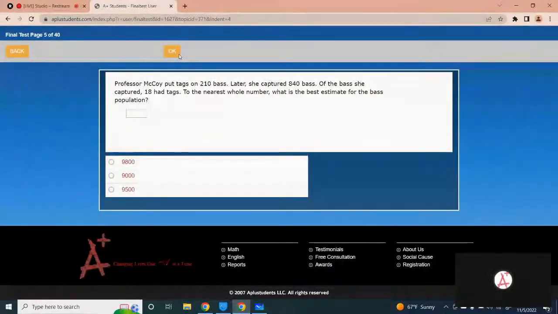Okay, Professor McCoy put tags on 212 bass. Later, she captured 840 bass. Out of the bass she captured, 18 had tags. To the nearest whole number, what is the best estimate of the bass population? Got it? So you have to calculate the population. Let me just do it on board.